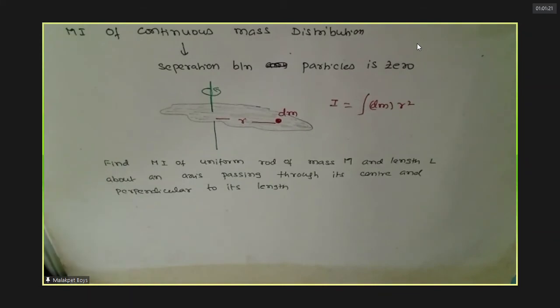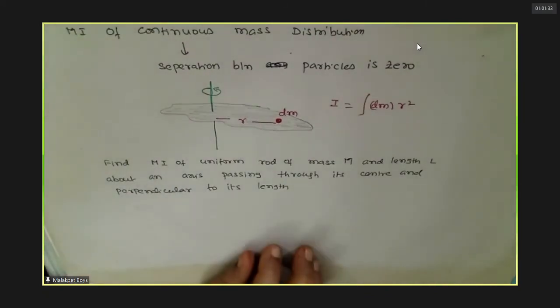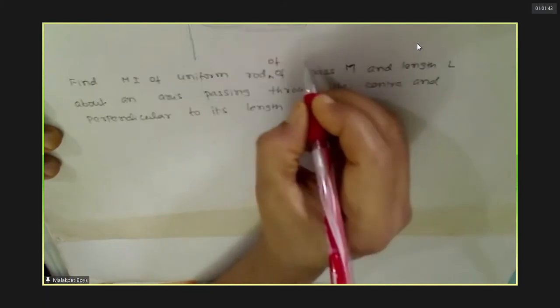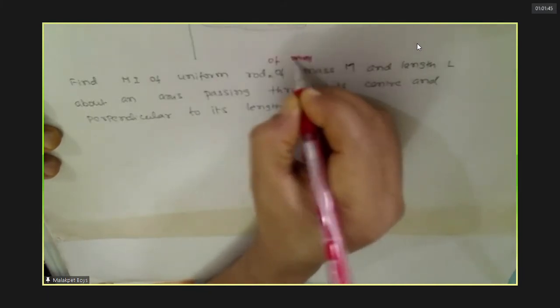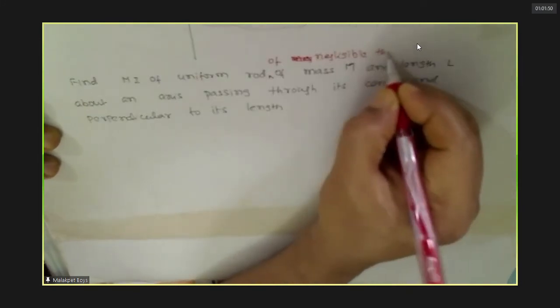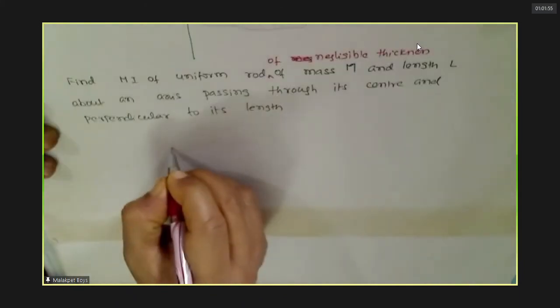See, now you cannot just say find the moment of inertia; that is a meaningless question. You should first tell about which axis. You should specify the axis also. Then only you can answer this. Now let us see. It's a rod. Negligible thickness means thin rod. So this is a thin rod.